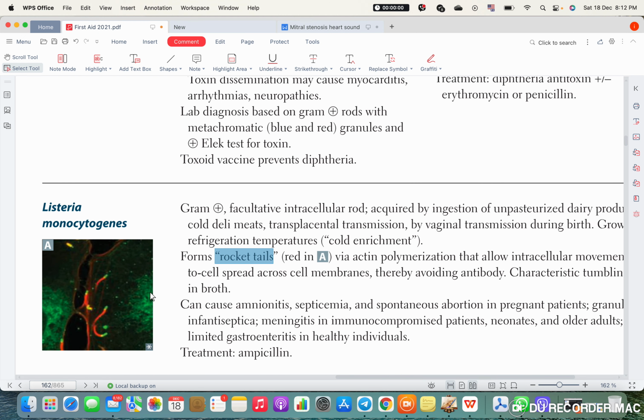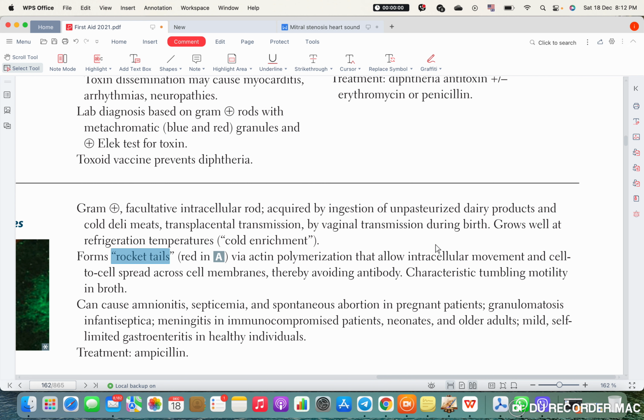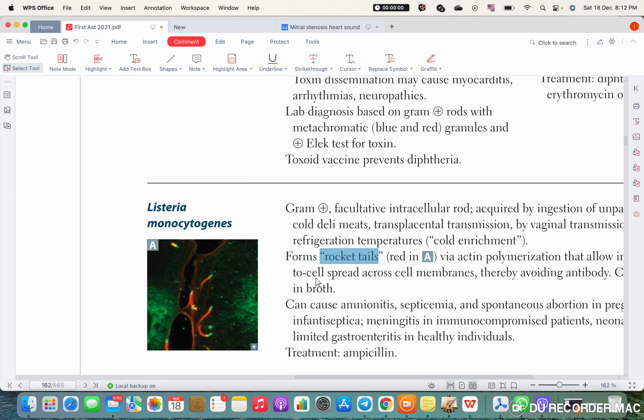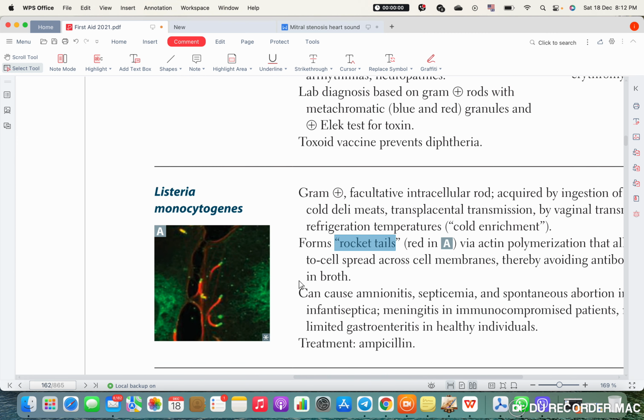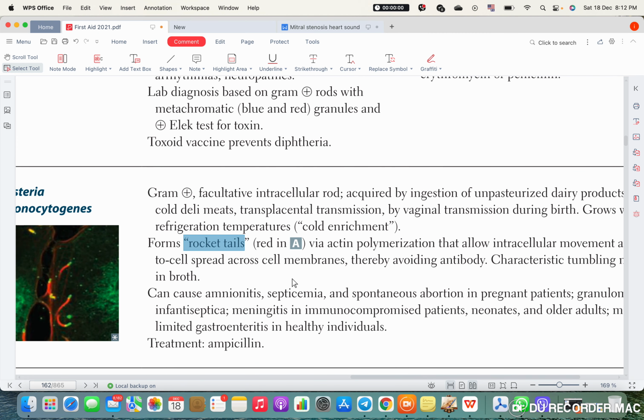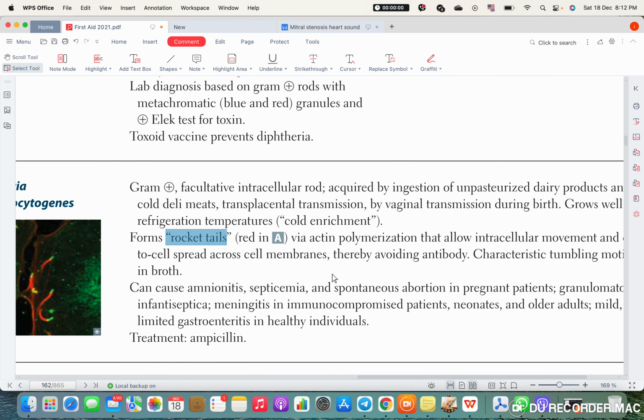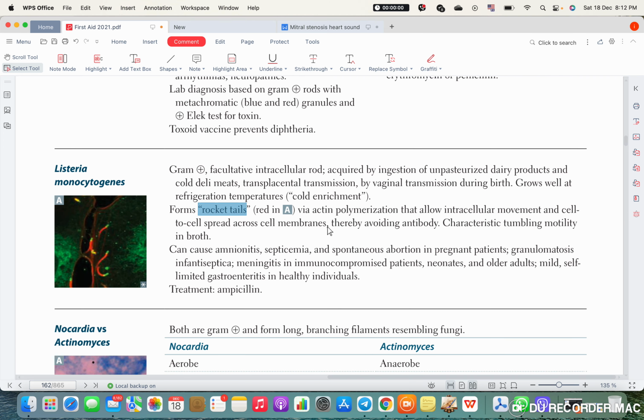Via actin polymerization that allows intracellular movement and cell-to-cell spread, as we just saw, across the cell membrane, thereby avoiding the antibodies. Can antibodies do anything to it when it's inside of the cell? Not really. Thereby avoiding the antibodies. Characteristic tumbling motility in broth. The thing that I showed you in the beginning, it was jumping inside of the broth.